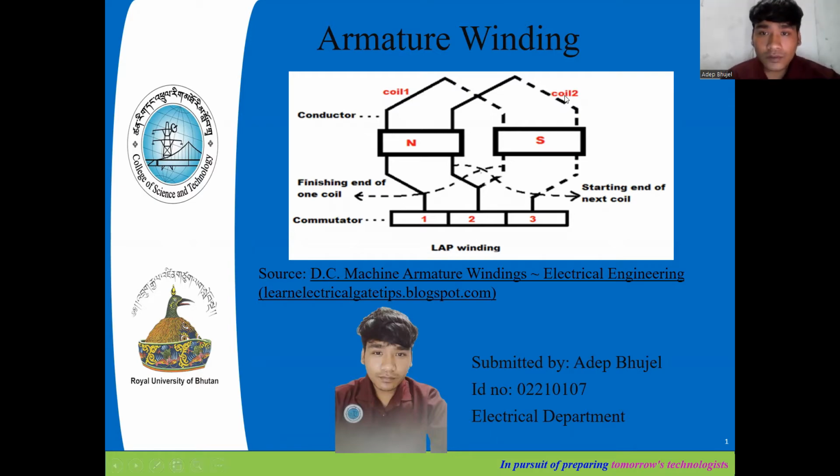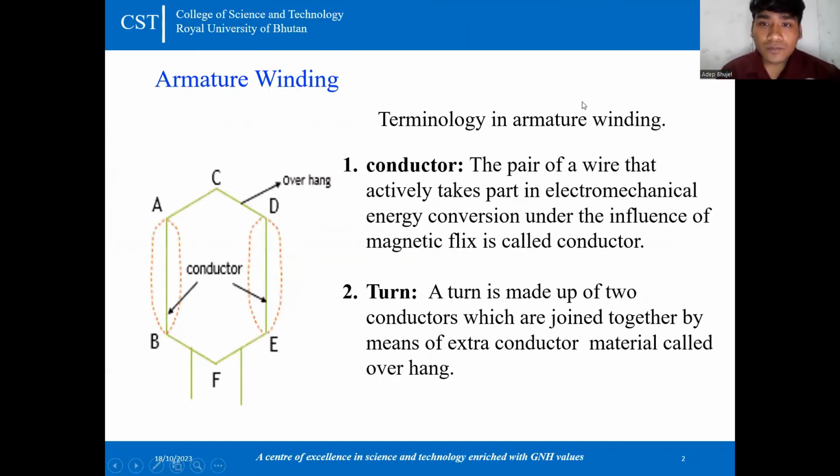Firstly, we have conductor. The pair of wire that effectively takes part in electromagnetic energy conversion under the influence of magnetic flux is known as conductor. So out here we can see that these two parts will be exposed to magnetic flux in the machine, and EMF will be induced in it. So these two parts are known as conductors.